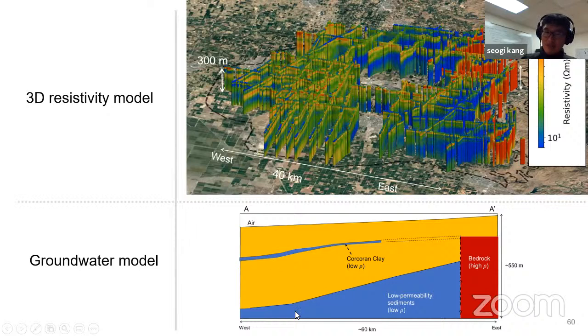It's actually not bad. If you compare this groundwater model from many well data with this 3D resistivity model from Airborne data, we're seeing a lot of commonality between the two images. You can see the clay, upper and lower aquifer, low permeability sediments with clay rich, and high resistivity bedrock. So it's actually not bad.